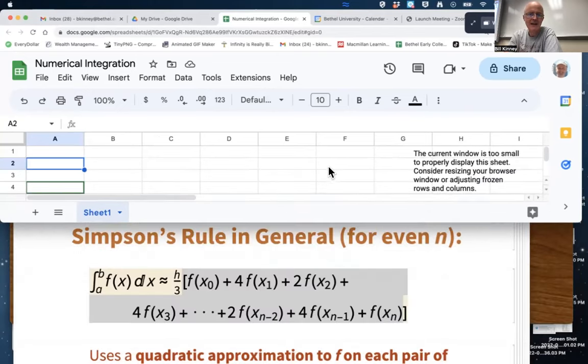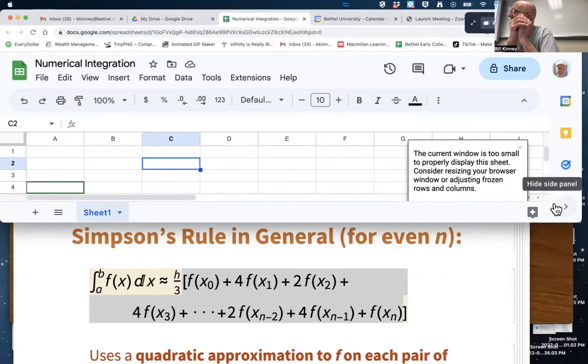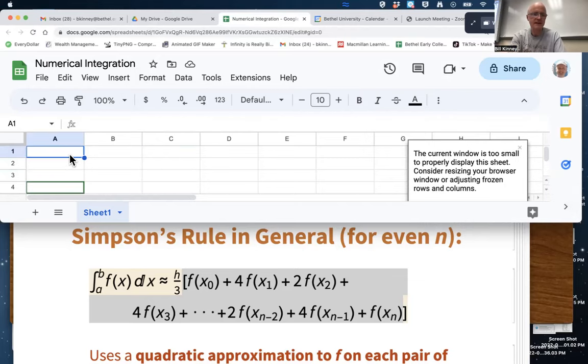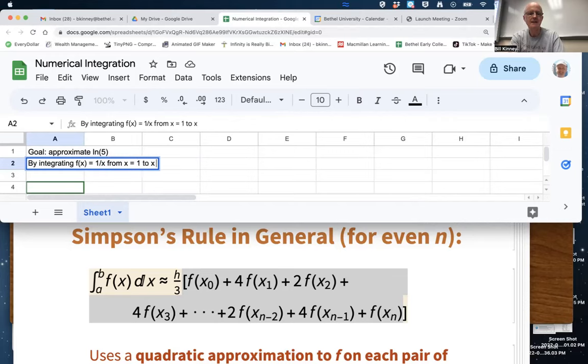Last time we were focused on approximating ln of 1.5. Let's make it a little harder, so to speak, this time. Let's approximate ln of 5. How? By integrating f of x equals 1 over x from x equals 1 to x equals 5.